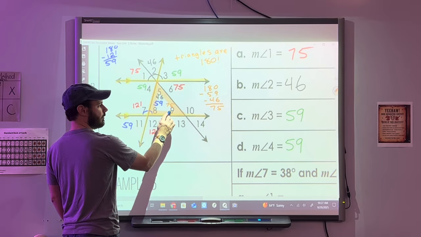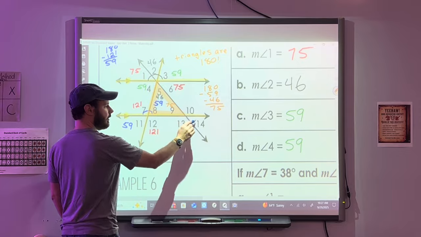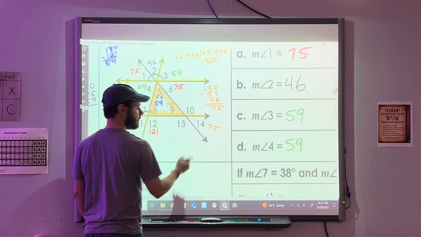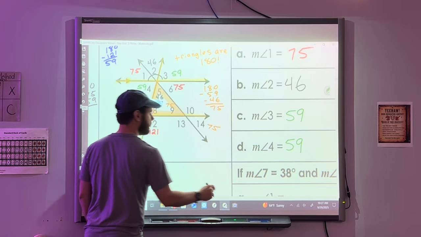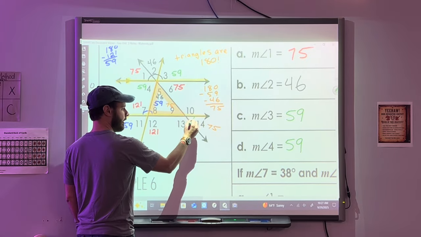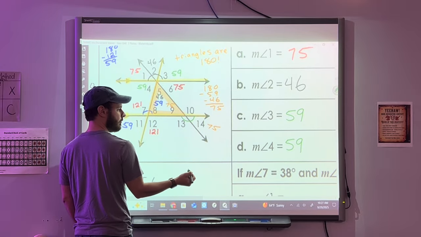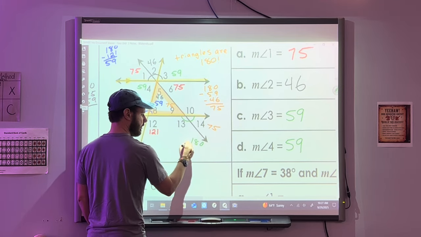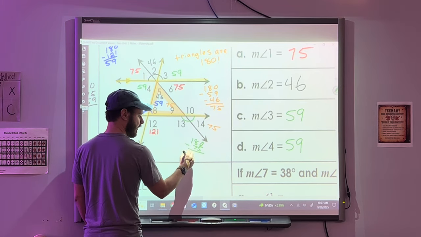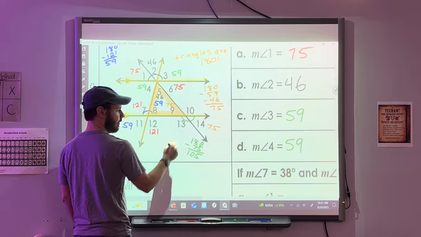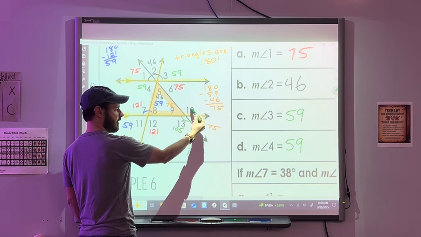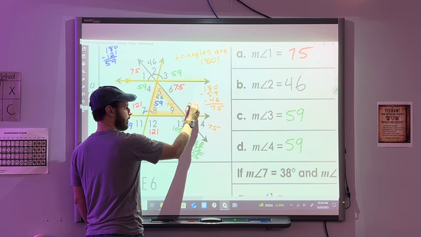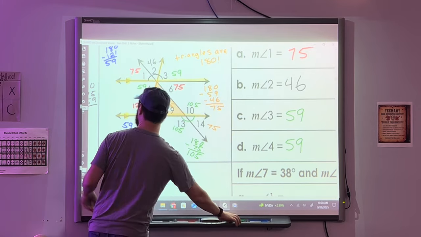Now I know 9, vertical to 9 is 14. And the last piece of this puzzle, I know that 14 and 13 make a straight line. So 180, take away the 75, gives us our final answer of 105 for here. And then since 13 and 10 are vertical to each other, 105 for there.